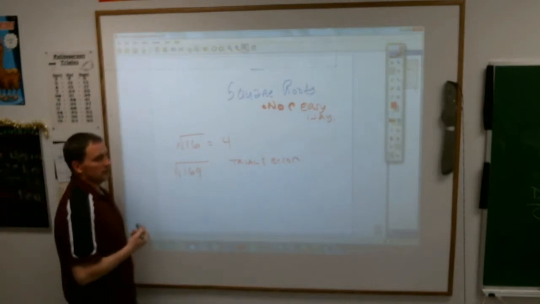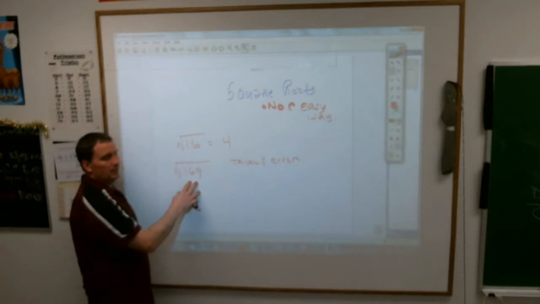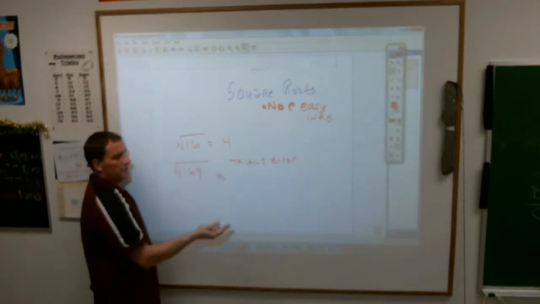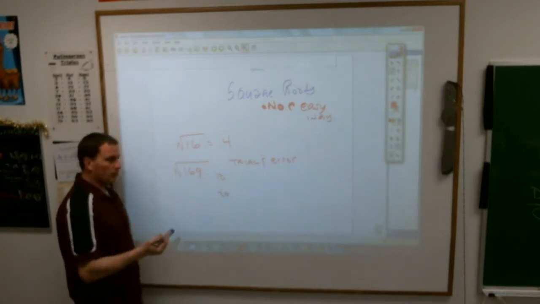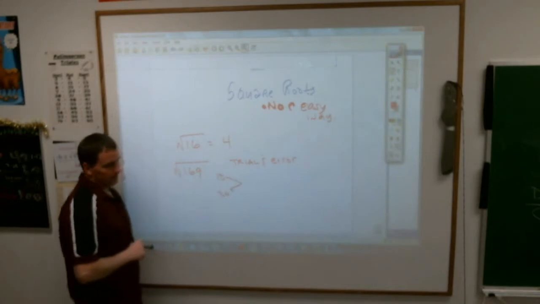Now obviously a starting point might be thinking about, well, I know that 10 times 10 is 100, right? So I know it has to be more than 10. And then you could go to the next bigger number. What's 20 times 20? 400. So I know it's a ways away from that. So it's got to be somewhere between 10 and 20.